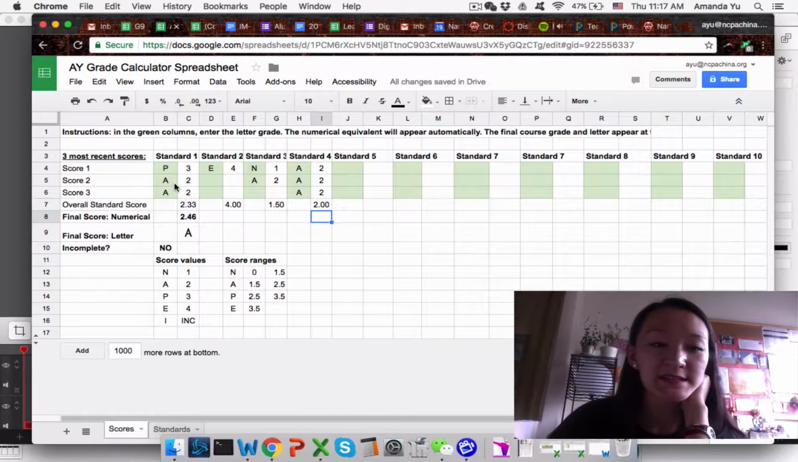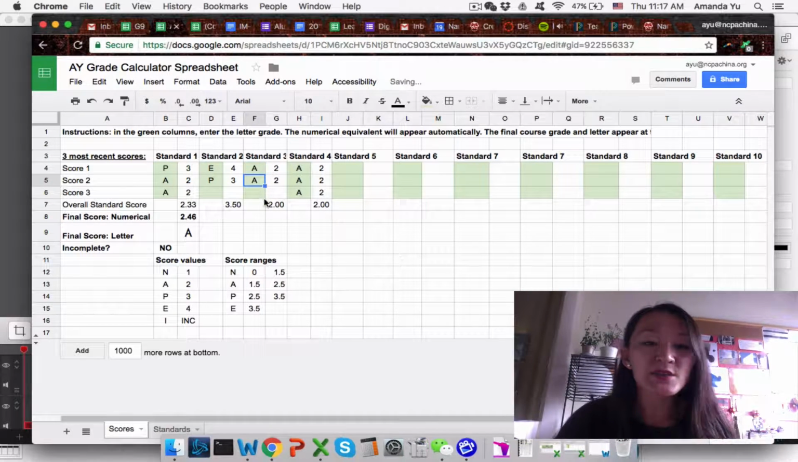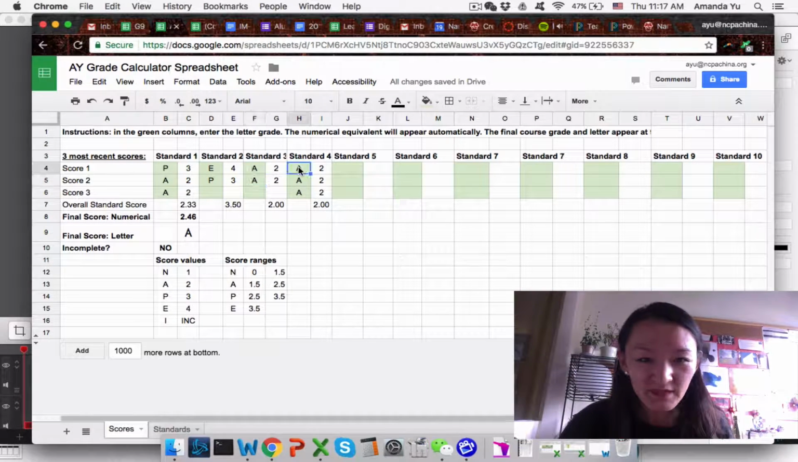And just to pretend, let's say that the final 3 grades for Standard 1 were proficient, approaching. Let's say for Standard 2, there were only 2 summative assessments and you got exemplary and proficient. For the third one, it was really tough and you got 2 approachings. And for Standard 4, let's do proficient, approaching.